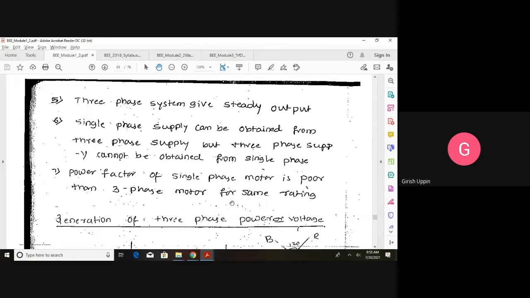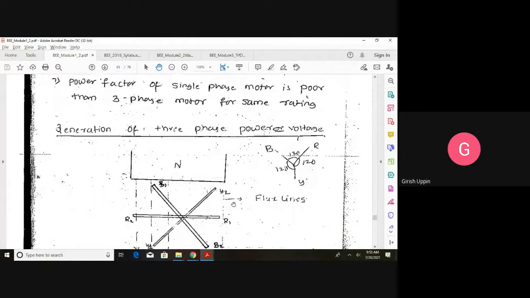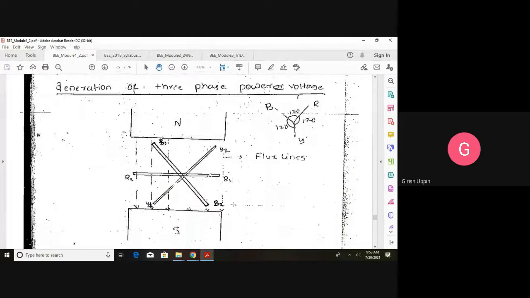In case of a motor, what is observed is that if we have 3-phase, then the power factor is much better compared to single phase. Now, how do we generate the 3-phase power?